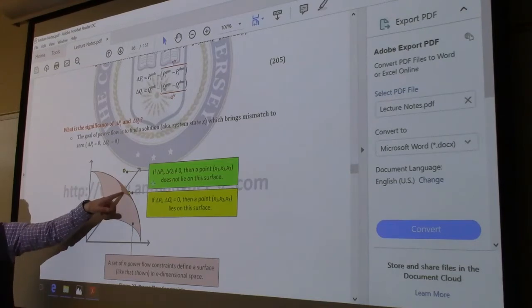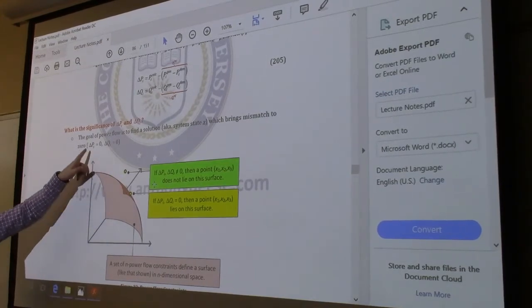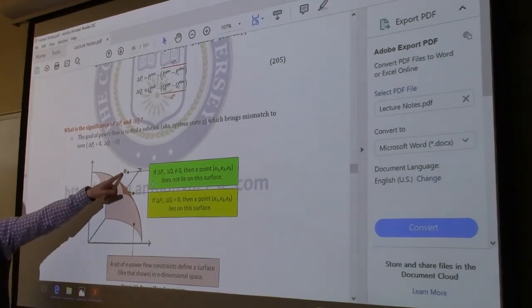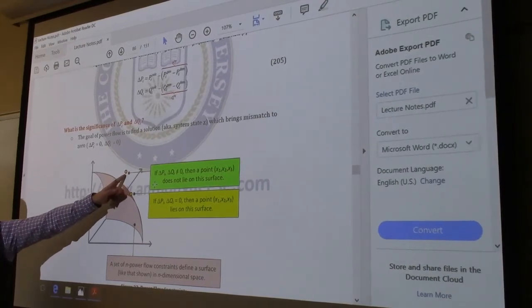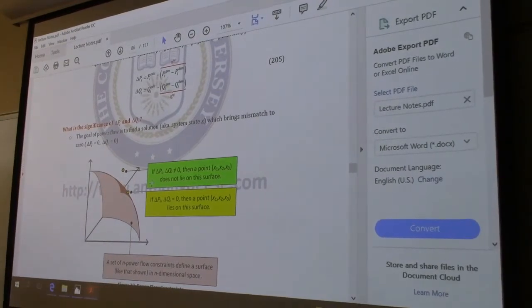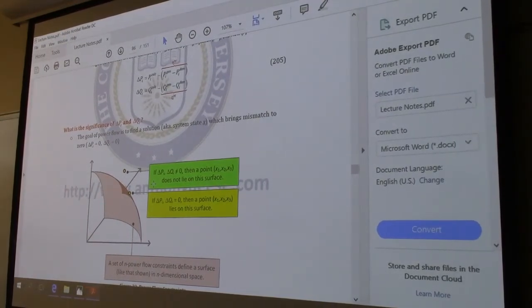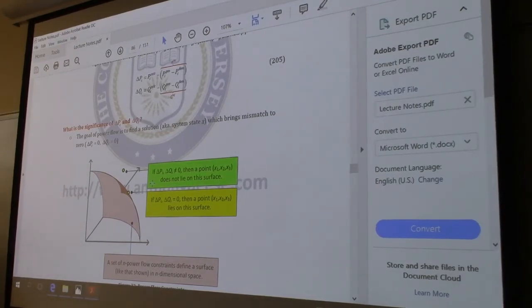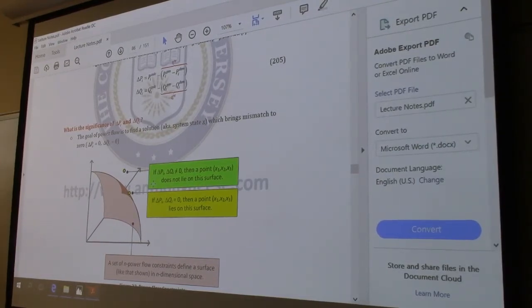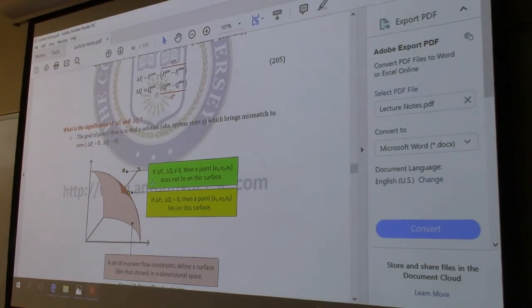Anything that doesn't lie on the surface, or when the mismatches are not equal to 0, is not a physically viable solution. What that means is it's going to violate some law of physics, most commonly conservation of energy, conservation of power. The power or energy or current going into a bus doesn't equal what's coming out of it, or going into a line doesn't equal what's going out of it.